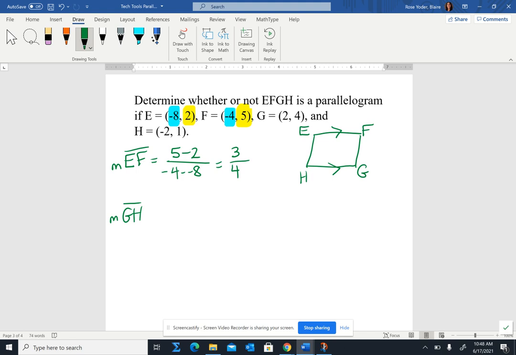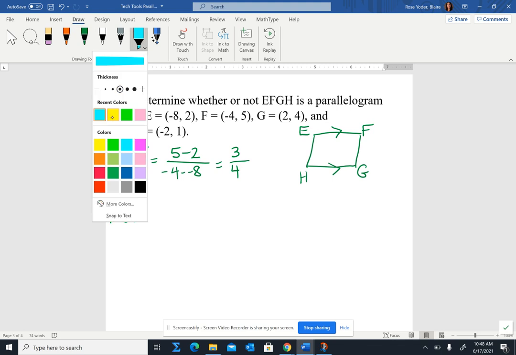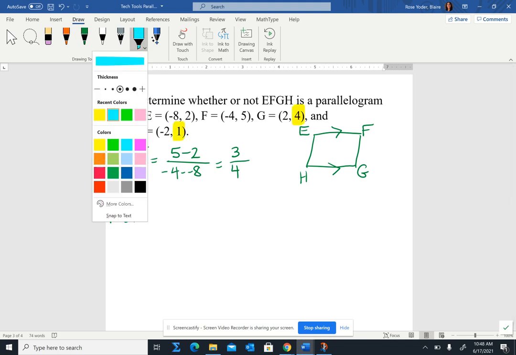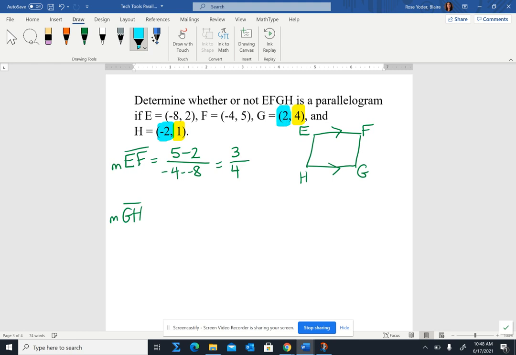Let's do the exact same thing with GH. We'll find the change in the y values, and then we'll find the change in the x values. So the change in the y values for GH is 1 minus 4 over negative 2 minus 2. That's the change in the x values.